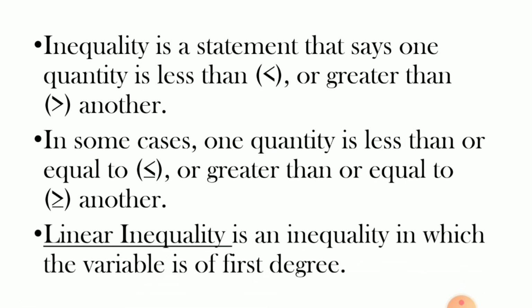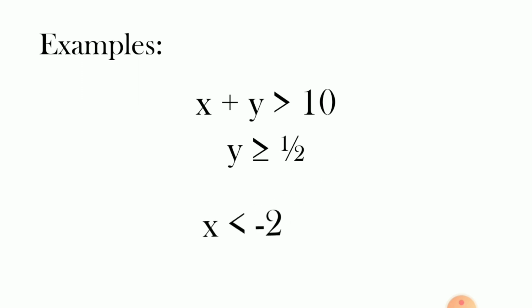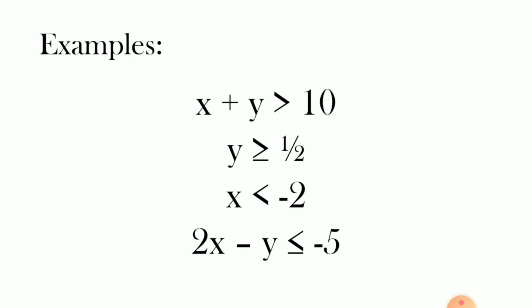Linear inequality is an inequality in which the variable is of first degree. Kapag sinabi nating first degree, the highest exponent on a variable is 1. Examples: x plus y is greater than 10, y is greater than or equal to 1/2, x is less than negative 2, 2x minus y is less than or equal to negative 5. So these are some examples of linear inequalities.